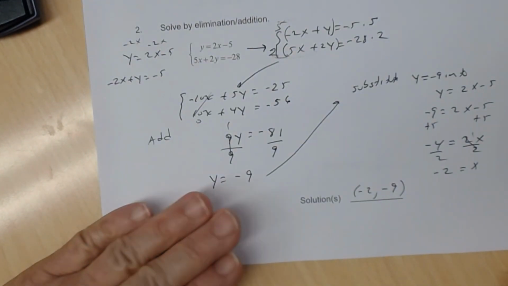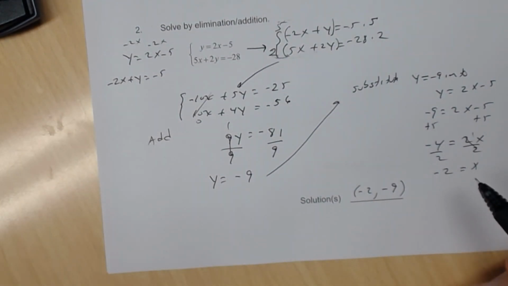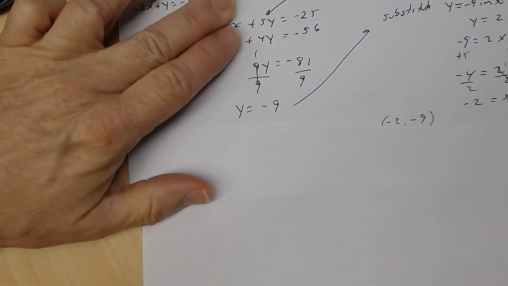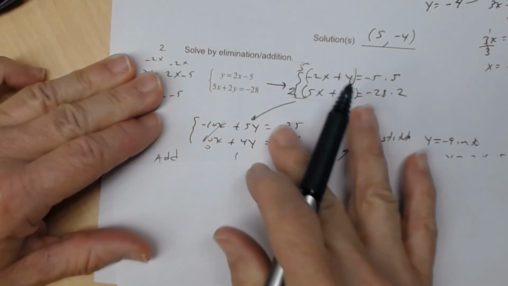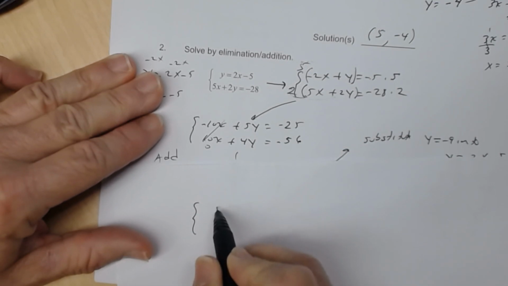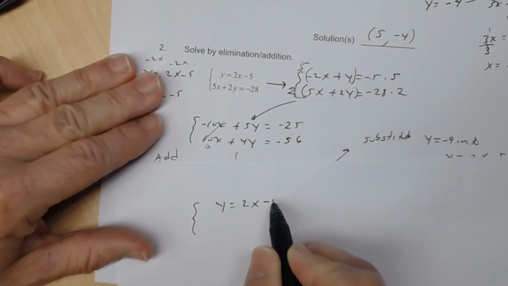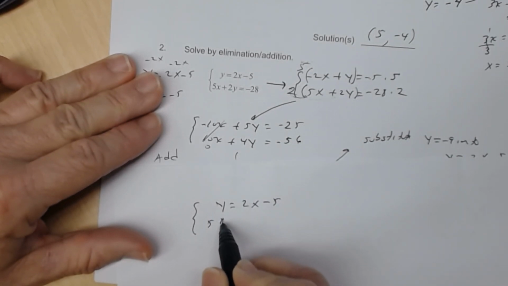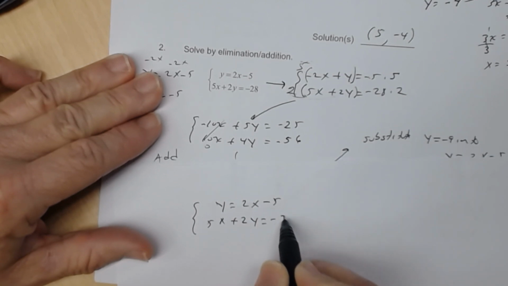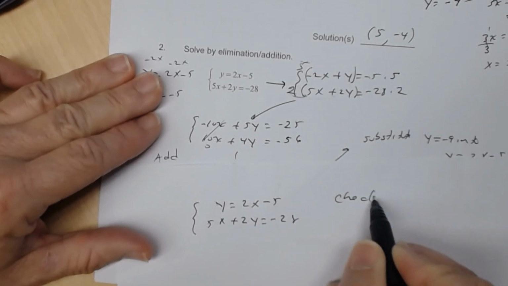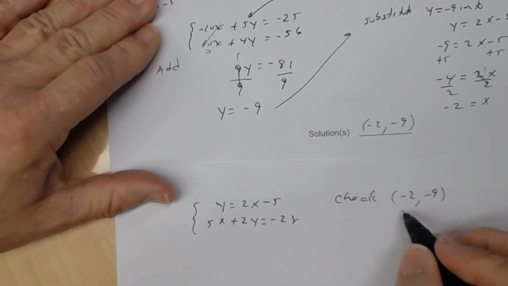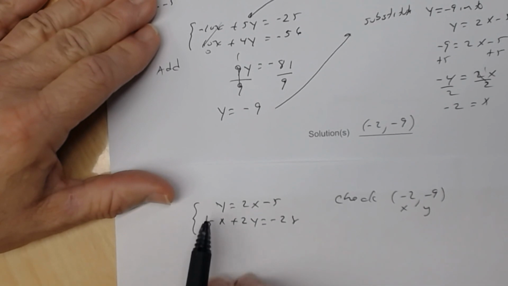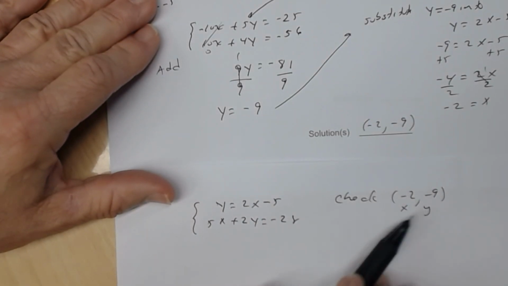All right, now if you check this, again, you can check these. So if you go back to the original system right here, always go back to the original because you could have made a mistake somewhere in here. So if you go back to the original system, I'm going to go ahead and rewrite this over. And you're going to check the solution you're saying is negative 2, negative 9. So remember, this is your x, this is your y. So where we see the x, you're going to plug in negative 2. Where we see y, you're going to plug in negative 9.